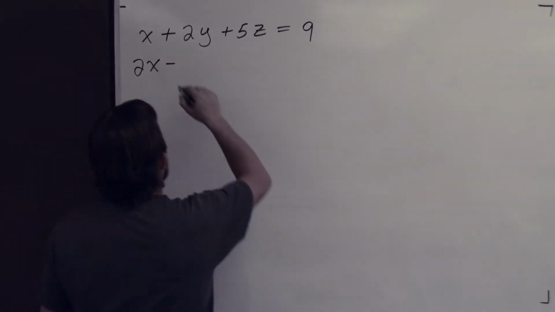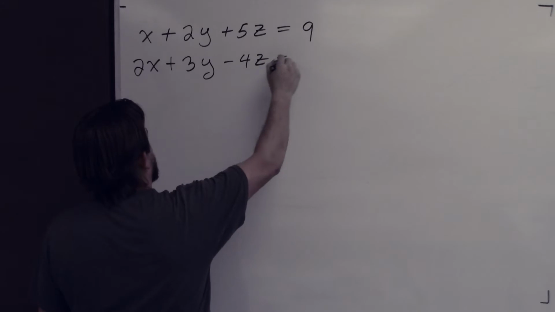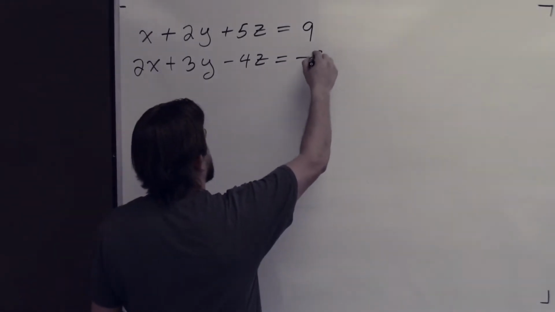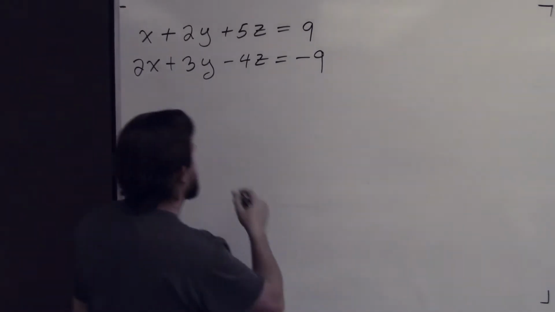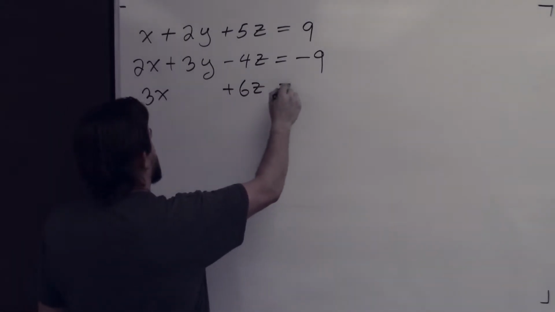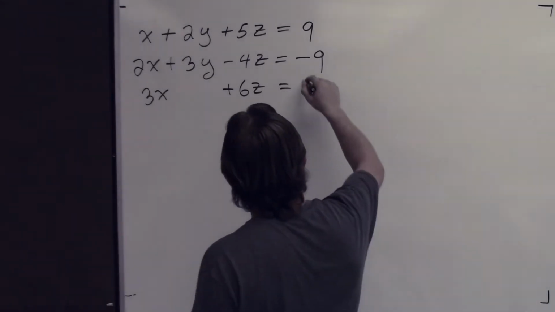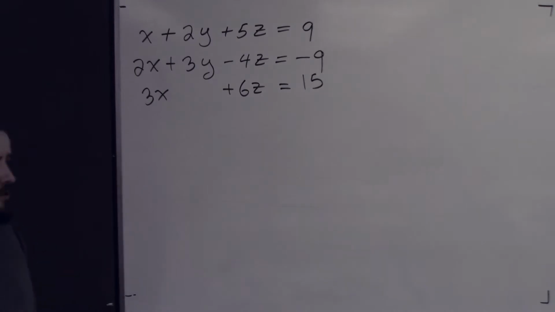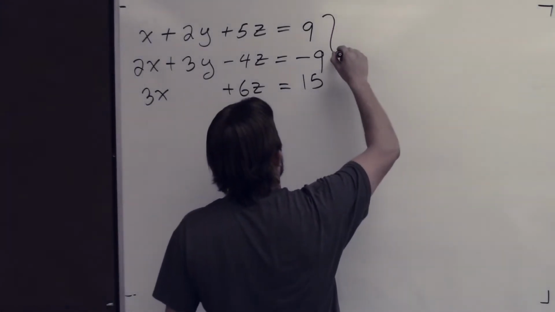Plus 3y minus 4z equals -9. And 3x plus 6z equals 15. Right. So if I'm going to use Gaussian or Gauss-Jordan elimination, I first want to write this as a matrix.